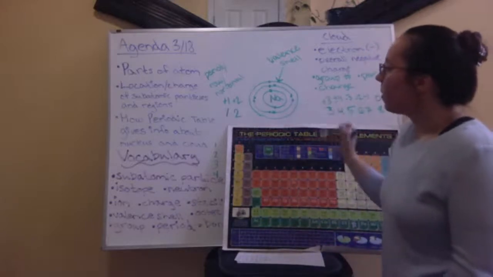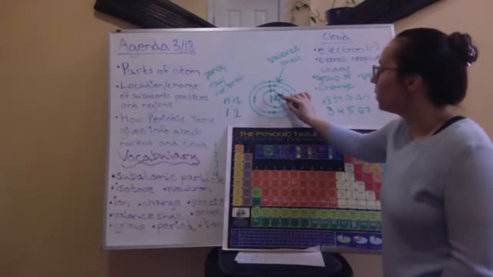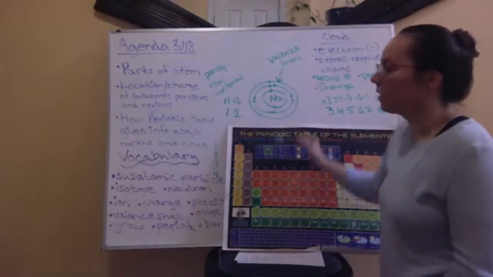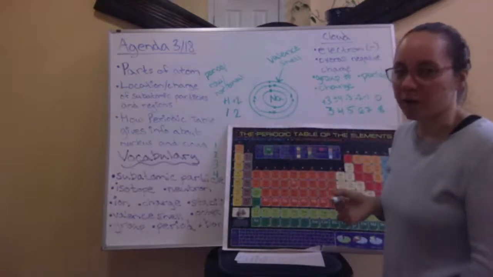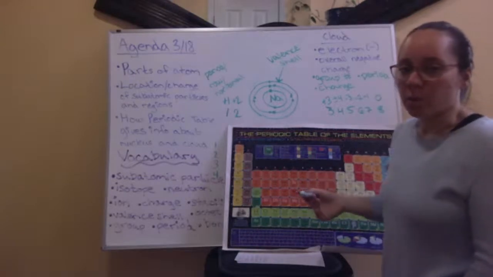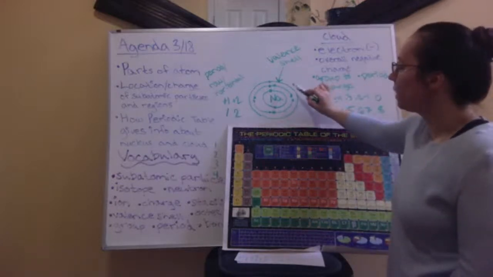So if we count up all of these electrons, it should add up to 11. So we have 1, 2, plus 8 is 10, plus 1 is 11. We definitely did this Bohr model correctly, okay? And you should be able to interpret Bohr models, definitely. All right, so back to the valence shell.